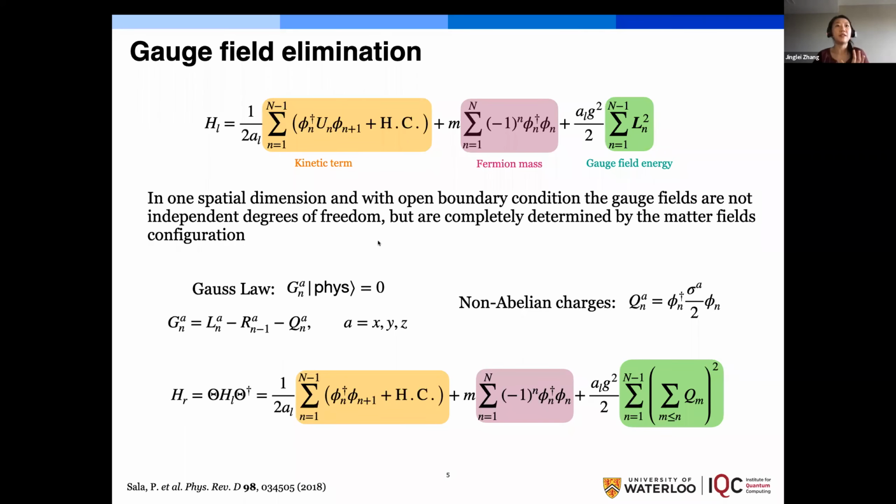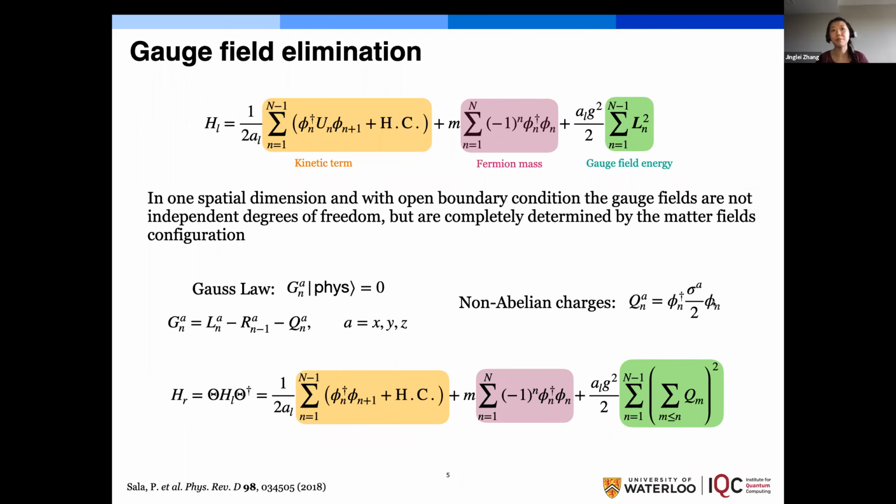And what they do is find exactly what the transformation is that allows you to transform this Hamiltonian that contains both fermion and gauge fields to an equivalent Hamiltonian that contains only fermionic field. So you can see here the kinetic term has been simplified. And most importantly, the gauge field energy is now expressed in terms of these non-Abelian charges, which are just expressed in terms of the fermionic field. Okay, so this is a huge simplification, right? Because I have highly reduced the number of degrees of freedom of the Hamiltonian.